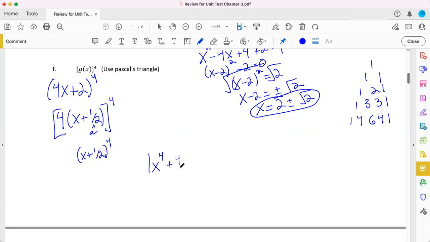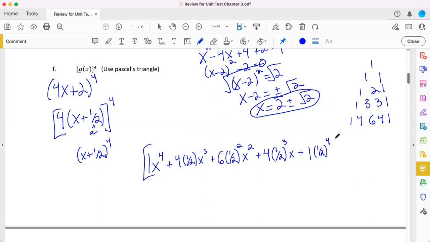Okay, so I need an x to the 4th plus 4. A is now in the mix, so 1/2 is there. And now x cubed plus 6. 1/2 is now being squared. And then x squared plus 4. 1/2 to the 3rd times x. Almost home free. 1 is now back in the mix. And we have a to the 4th. And remember that a is 1/2. Don't forget though, because all of this still has that 4 to the 4th in the mix now.